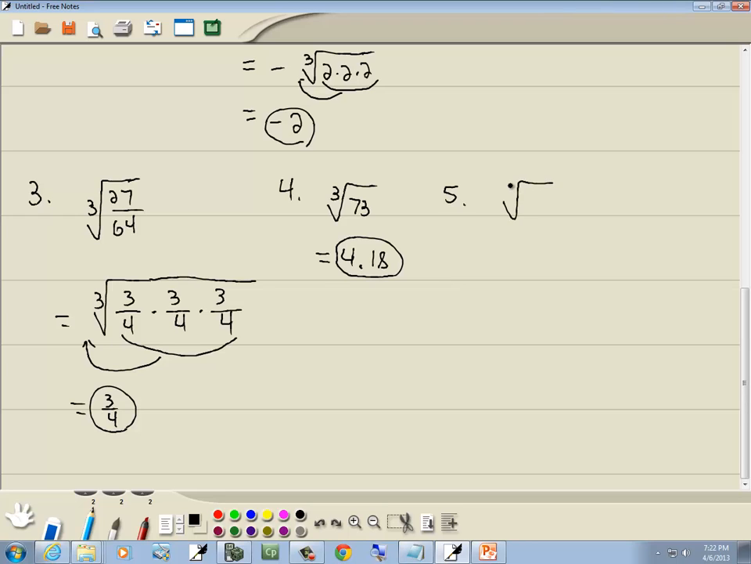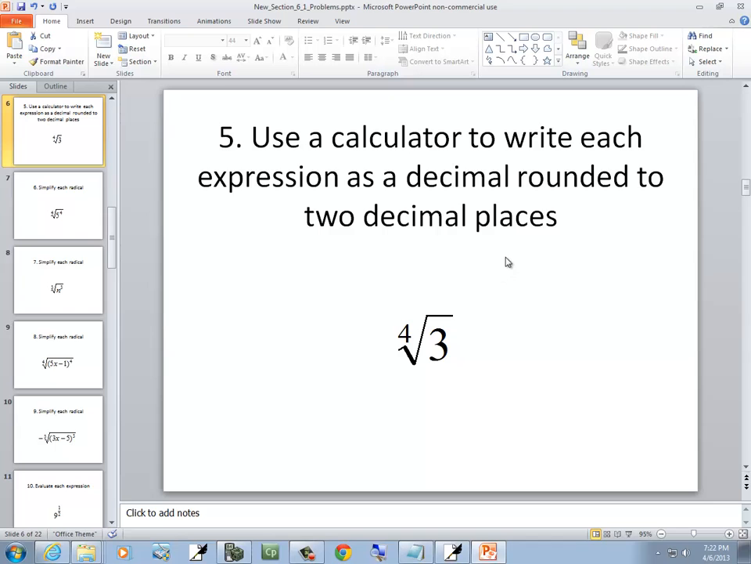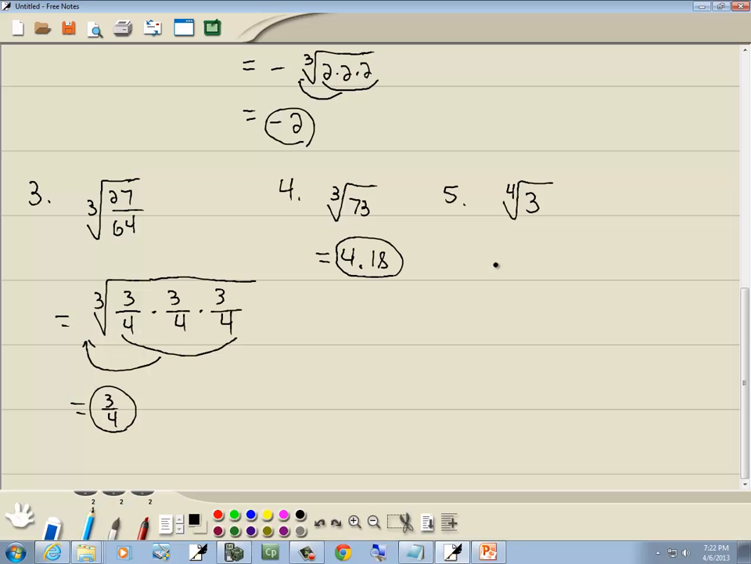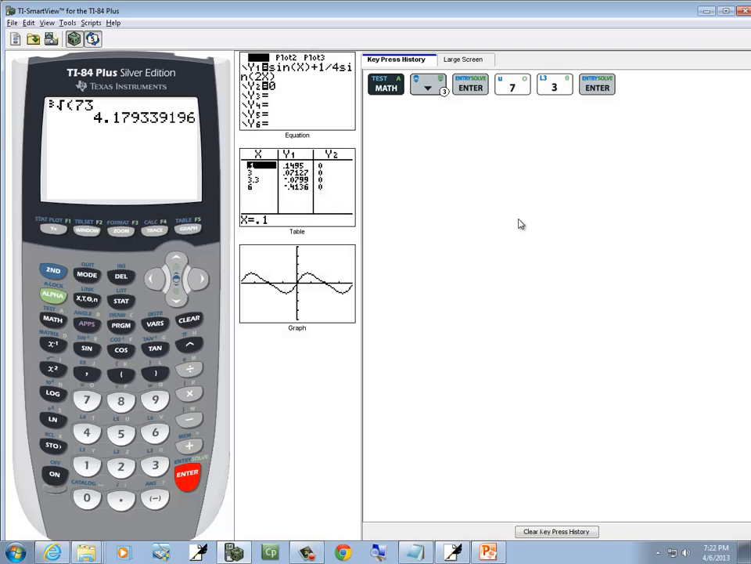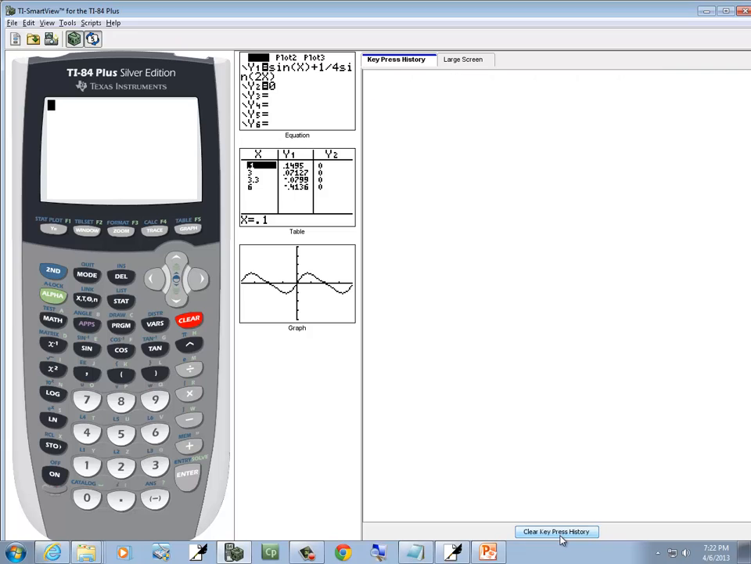So we've got the 4th root of 3, rounded to 2 decimal places again. Well, 3's prime, so we can't do the prime factorization of it. That's as broken down as it gets. So the only thing we can do, if we want to take it any further than that, is plug it into our calculator.